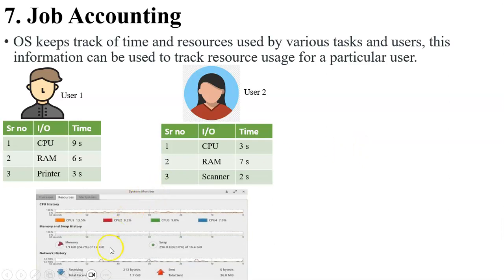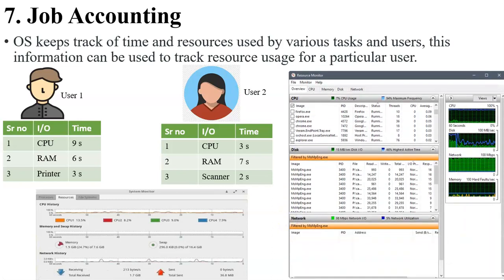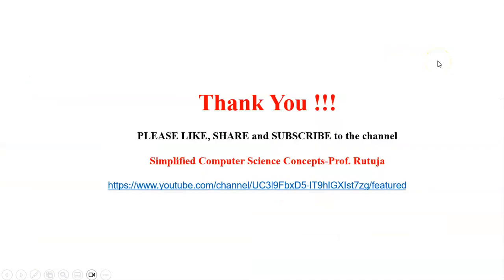Also it shows the utilization of the resources. So this is the CPU utilization, memory utilization, network utilization. All this can be kept track of. And here also if you see the CPU utilization, the disk utilization, all that is displayed over here, and in such a way the accounting takes place of all the resources used by a particular user. So I hope everyone has understood these functions of the operating system.